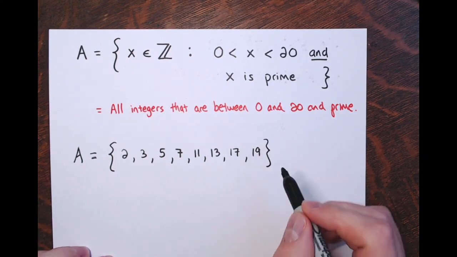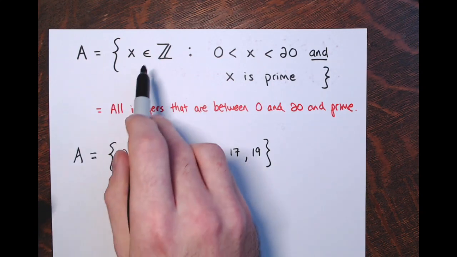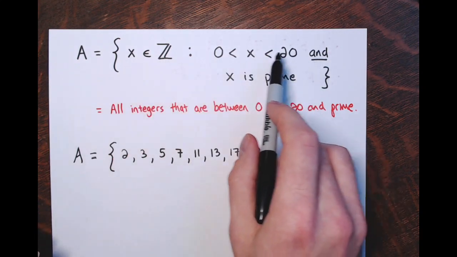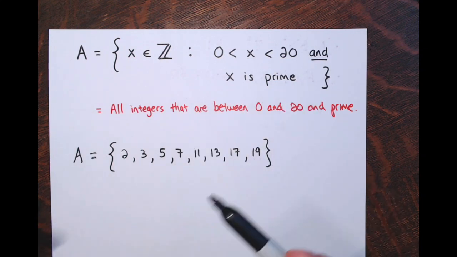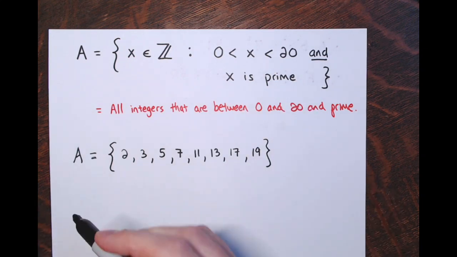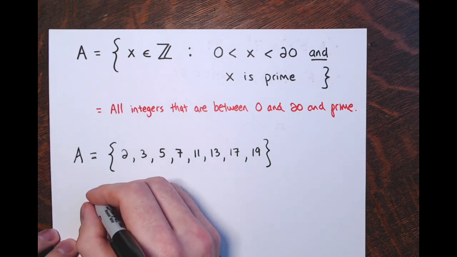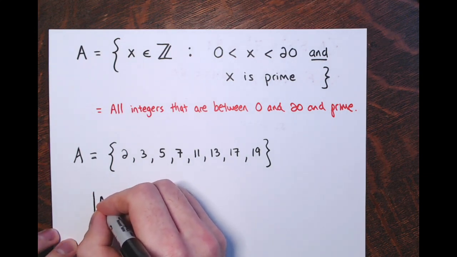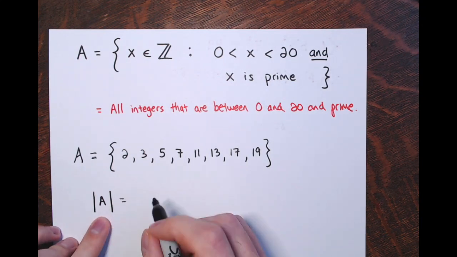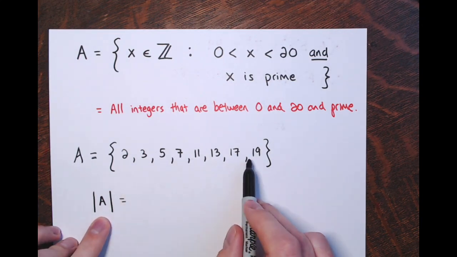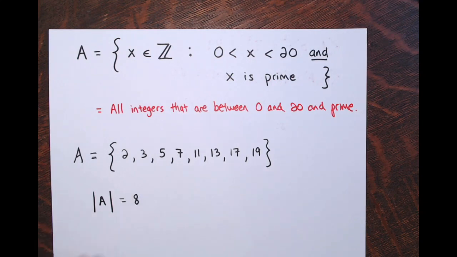So there you go. This is the set A. This set up here is described in set builder notation. Here it's described in roster notation. And just to add some stuff, we can see that the cardinality of A, remember this was how many elements are in A, is what? 1, 2, 3, 4, 5, 6, 7, 8, right? This has 8 elements in it.